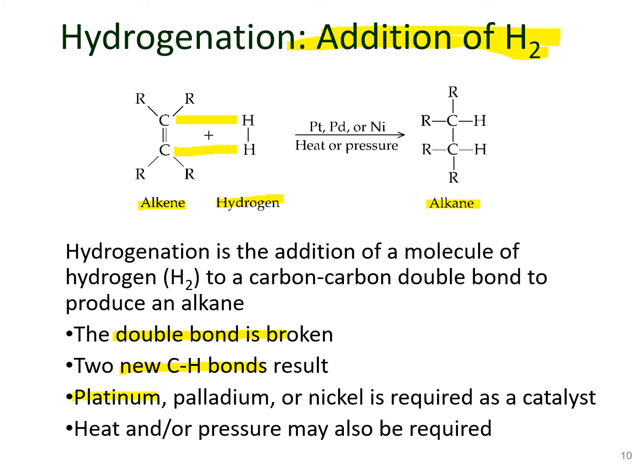Platinum, palladium or nickel, these are the three catalysts that are used. One of these will mostly be used or has to be there, and these catalysts are usually written at the top of the arrow to tell what the catalyst is for that reaction. Heat or pressure may also be required at times. So again, these are slow reactions. We need some catalyst, we need some heat or pressure for these to get going a little faster.